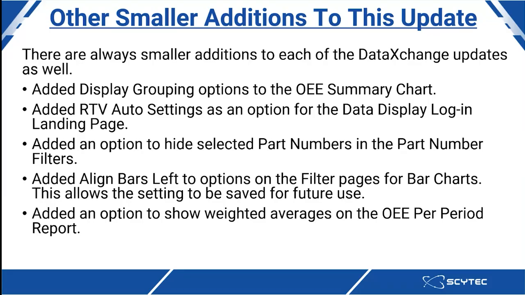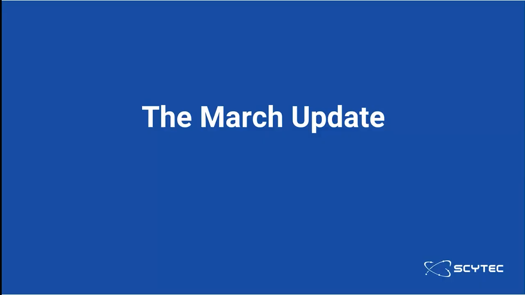We also added align bars left options on the filter pages for bar charts, and this allows the setting to be saved for future use. There is also now a new option to show weighted averages on the OEE per period report. So that about covers it for the November release that just came out earlier this month.